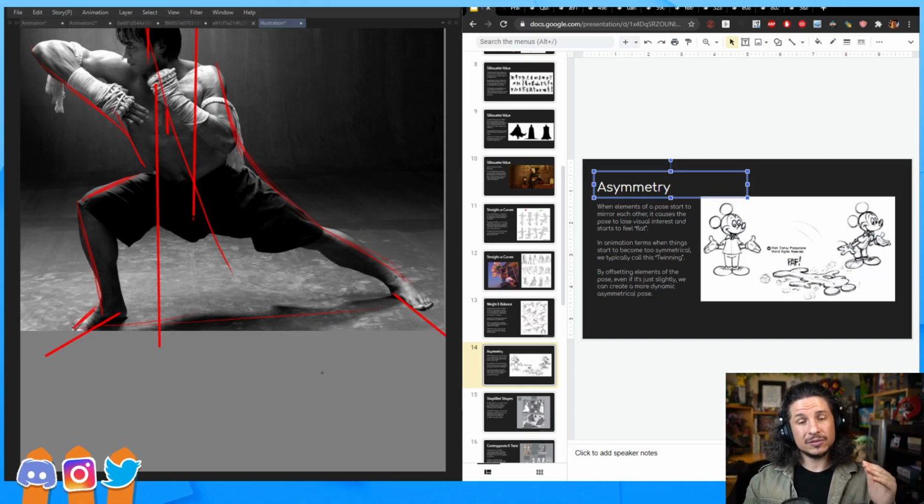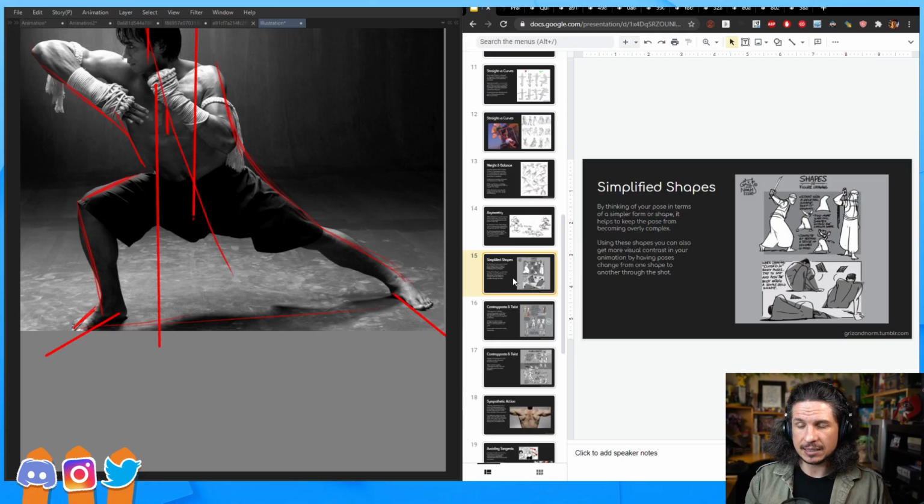We're looking for all of those little bits of asymmetry. It goes right down to the feet, all the way up to the top of the head. Look at how the body is positioned. These are going to be super helpful. Asymmetry is going to really help avoid that flat feeling in your poses.